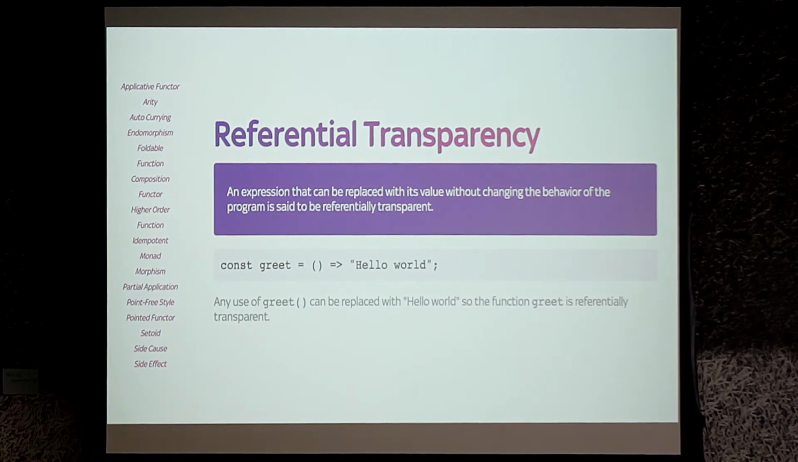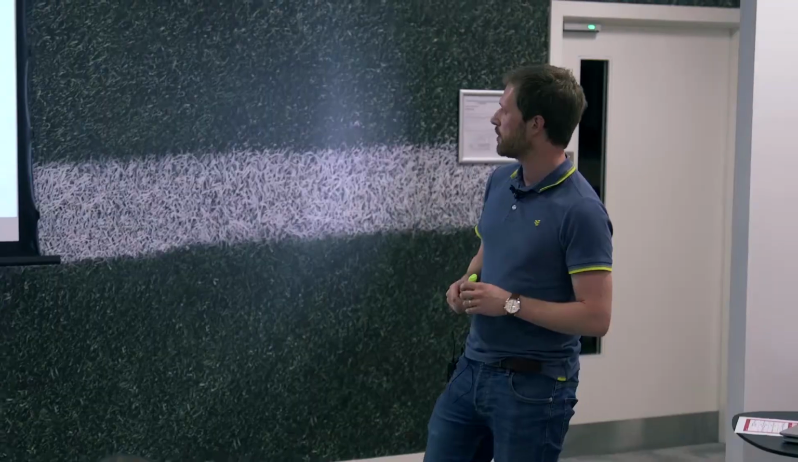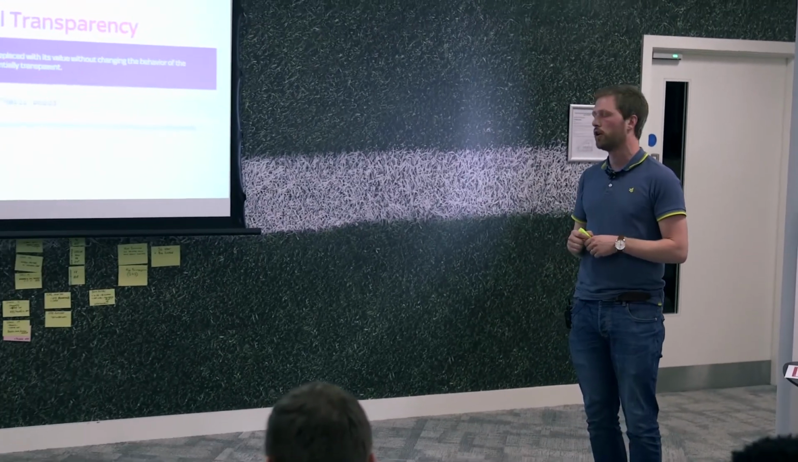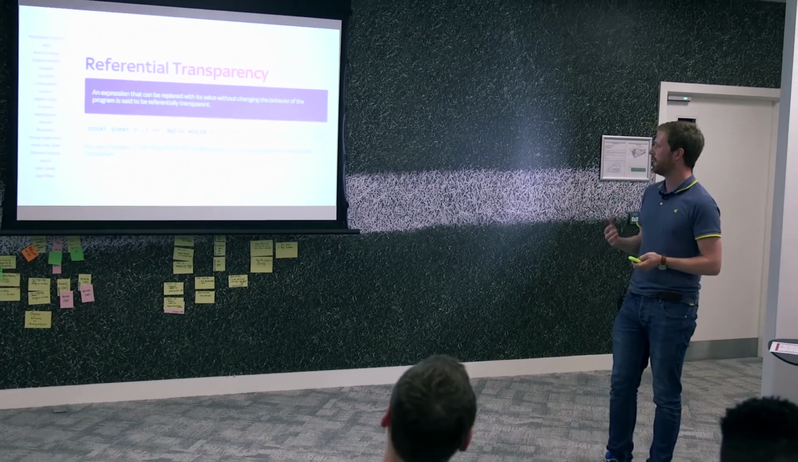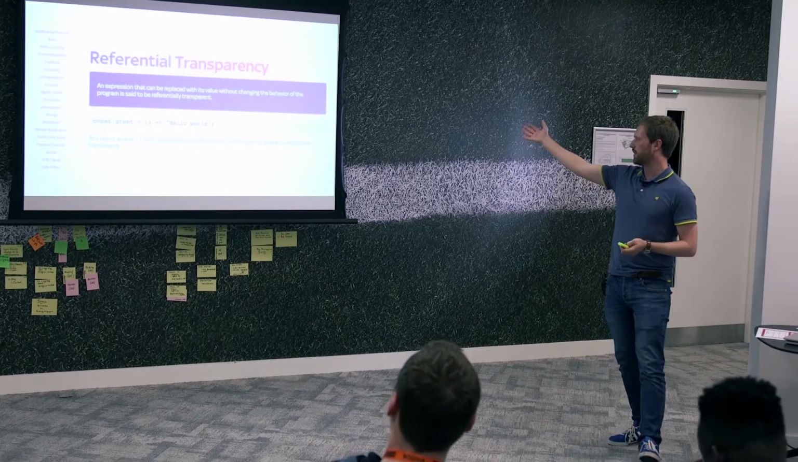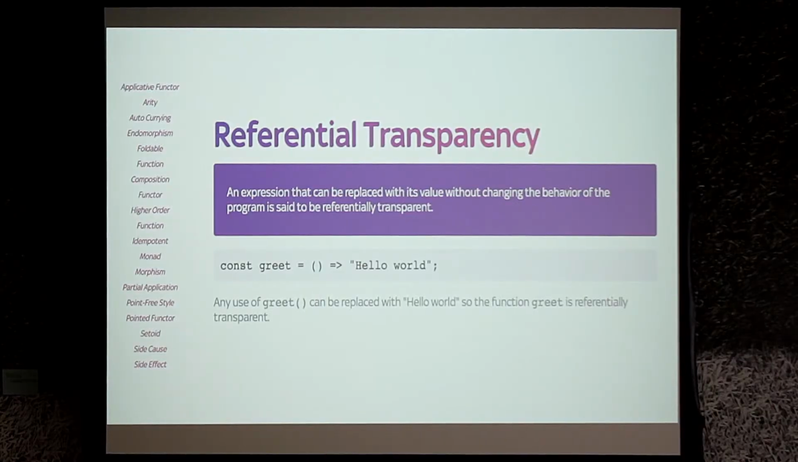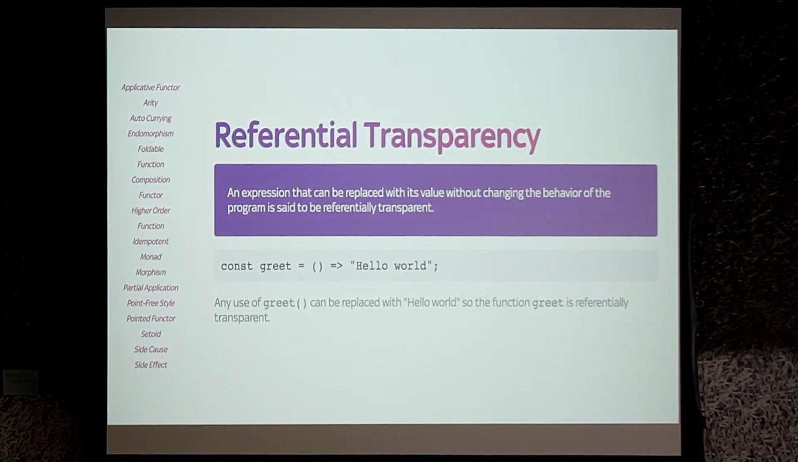This is a fairly, I guess, low-level thing. It's more done in a JavaScript runtime than anything else, but it's where you can replace a function call with the value that it will return. So in this instance, you see greet will always return hello world, so any place that you call that greet function, you can directly replace it with the string value itself. So you can say that that is referentially transparent.